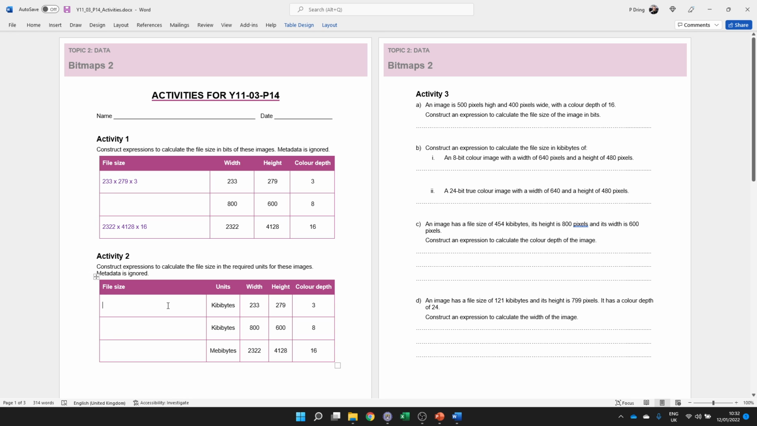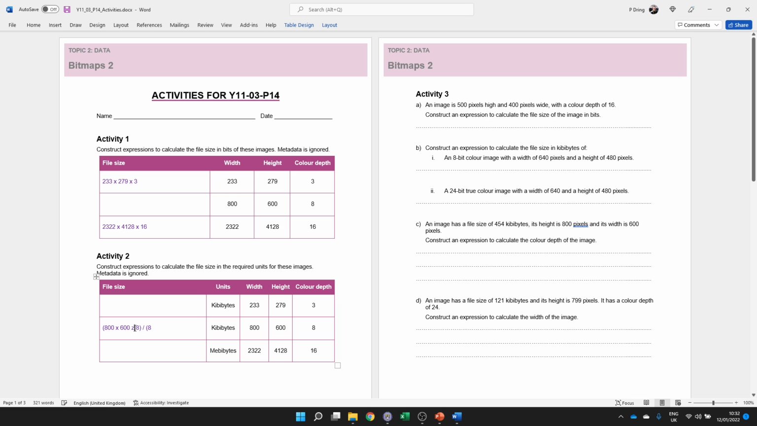Activity 2 is slightly harder because we've got to convert it to these particular units. So we start off with the same thing. I'll go for the middle one this time. 800 width by 600 height by 8 bits across. That would be 1 mark so far. Divide by 8 to get it in bytes. I'm going to use some brackets here to make it really clear what we're doing.